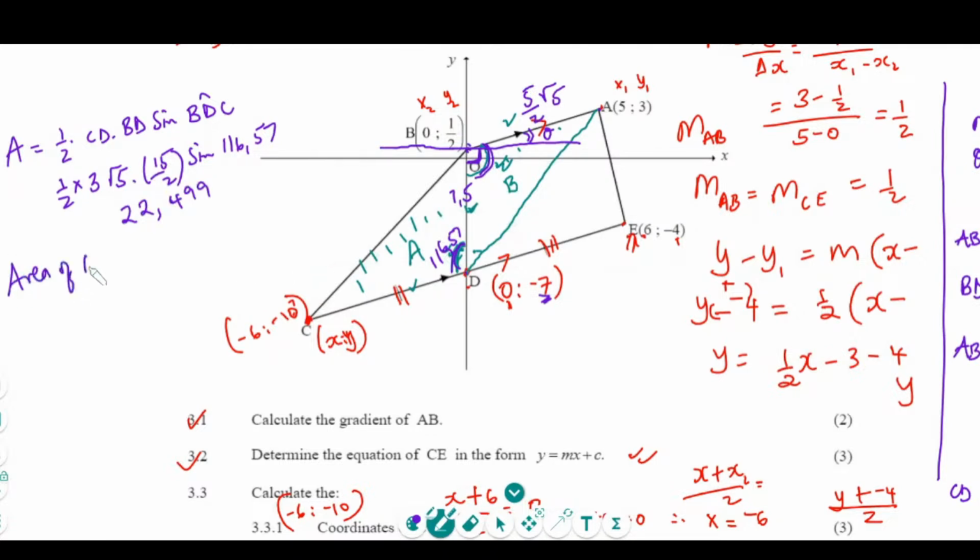Then I'll do the same with the area of B. So area of B is going to be a half times my AB times my CD, and then the sine of AOD.